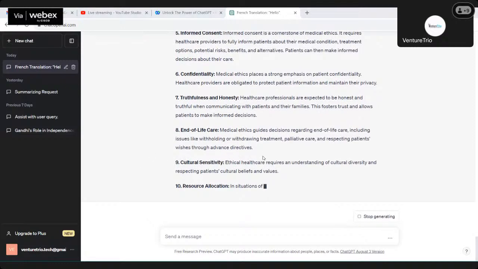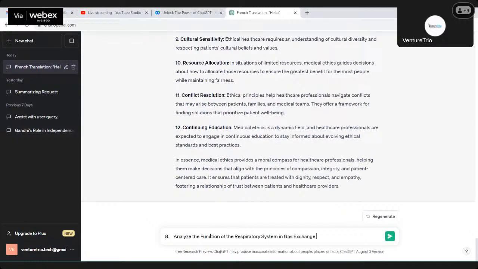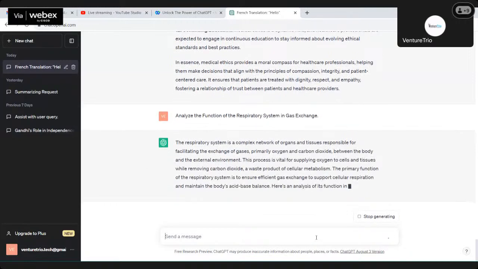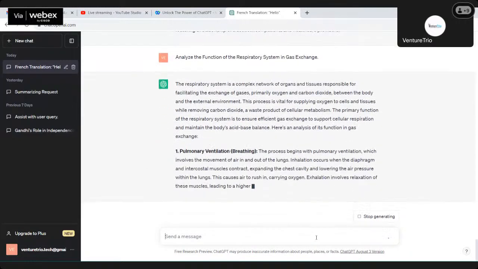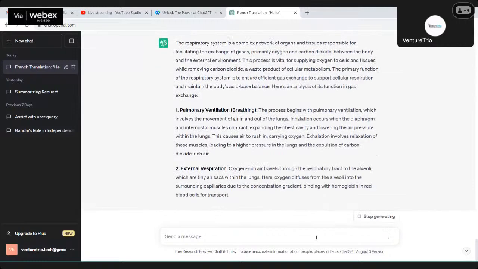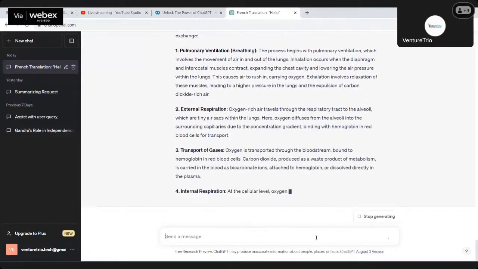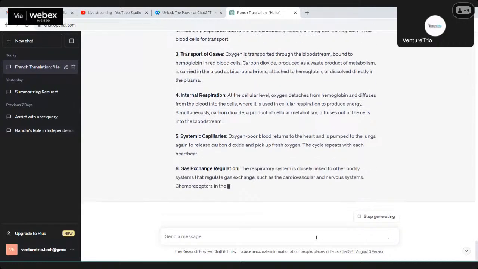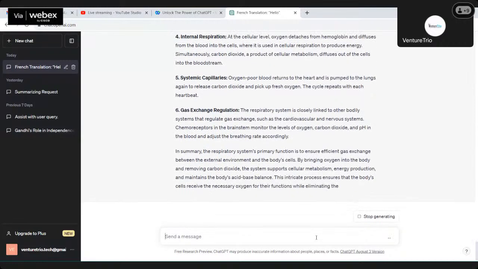Let's try one more example for medical professionals. Analyze the function of the respiratory system in gas exchange. So you can ask such types of questions, and some more complex questions also, as per the requirement, as per your study area.